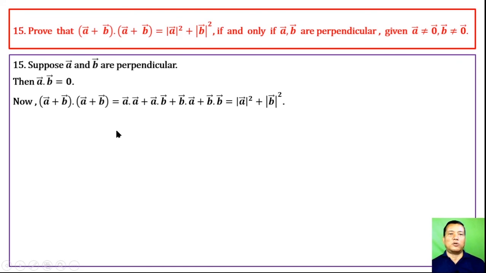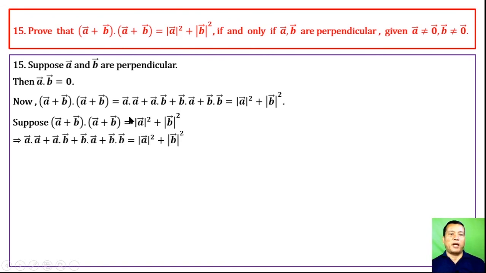Now the result is proved. Again suppose A plus B dot A plus B is equal to magnitude of A square plus magnitude of B square. Expanding the left side, we see the scalar product of two vectors is commutative, therefore it can be written as 2 times A dot B. Equating both sides, we get A dot B is 0. This gives A is perpendicular to B. Hence proved.